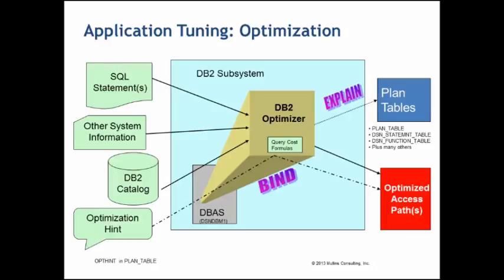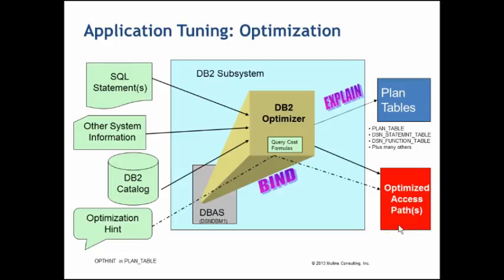What is this other system information? Well, it's things like the amount of memory you have, the type of processor you're running. DB2 uses that so that it can help make some decisions about the access paths that it formulates. So it reads all this information in, applies the query cost formulas, and out the other end come the optimized access paths here in this red box. If we say EXPLAIN YES, DB2 populates plan tables with information about all of these access paths.